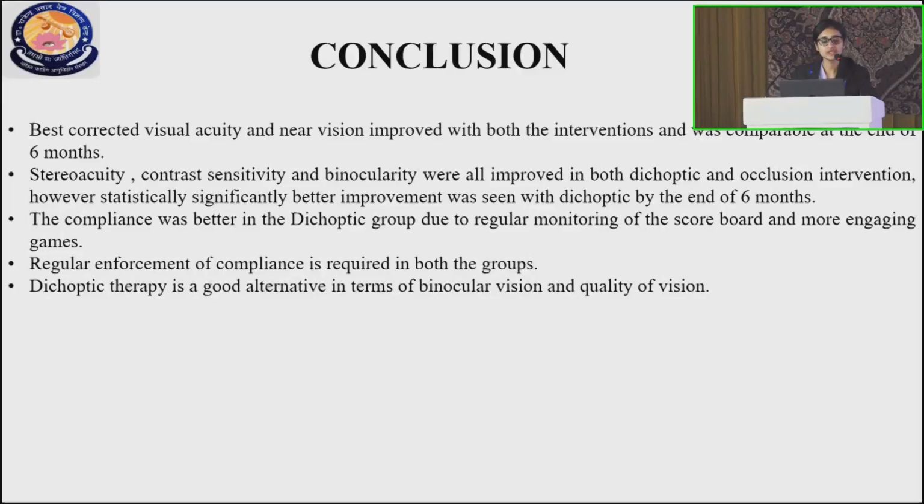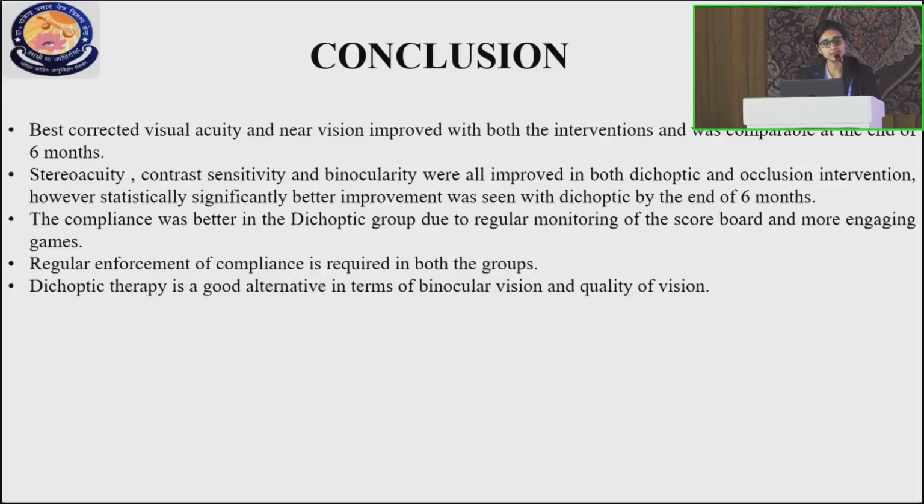To conclude, the best corrected visual acuity and near vision improved with both the interventions and was comparable at the end of 6 months. Stereo acuity, contrast sensitivity and binocularity were all improved in both interventions. However, statistically significantly better improvement was seen with dioptic therapy at the end of 6 months.